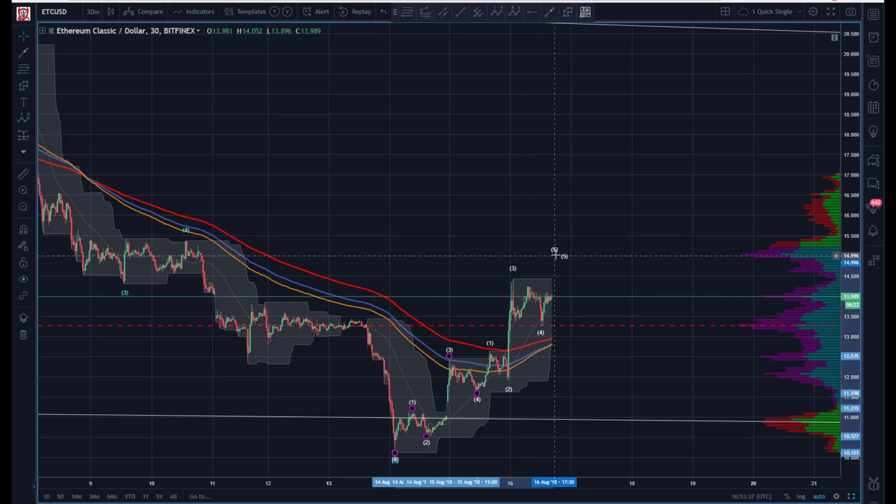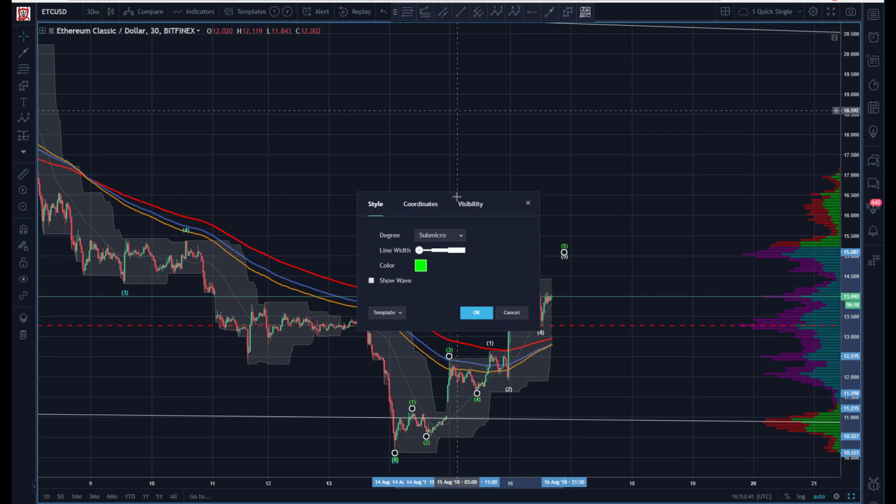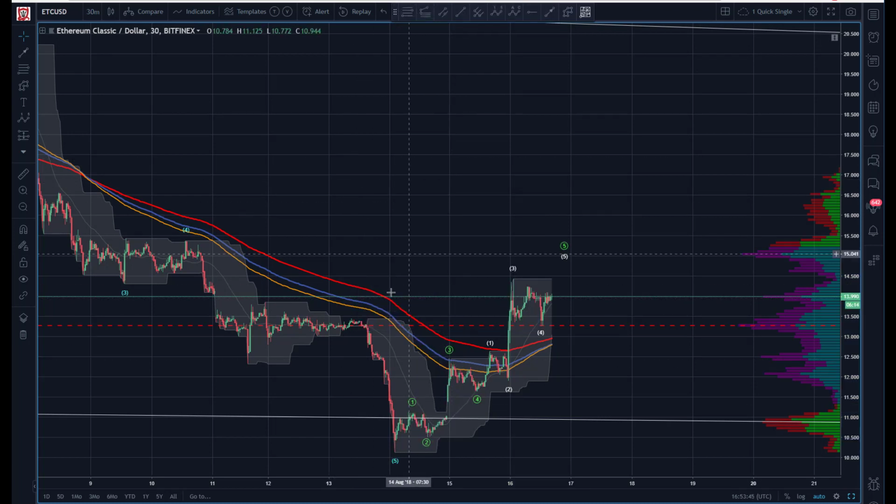So let's raise this degree here. We'll take that color up and go up a degree so it makes sense. We can go to micro there. Okay, so you see what I'm after here. We've got a 1, 2 candidate for a 4, and then we've got this nice subdivision setting up in here for this 5th. Now, hard to say. We've got to see what happens if they go up and challenge these highs.